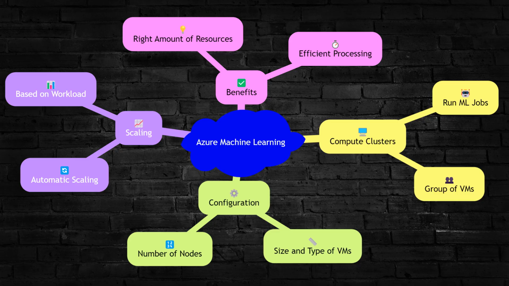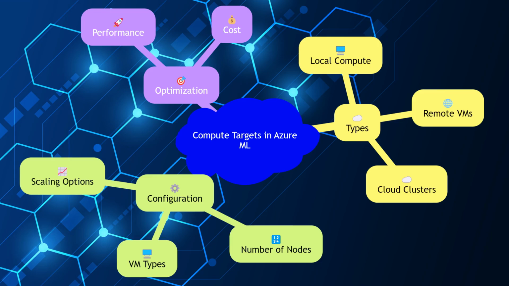In Azure Machine Learning, you can create and manage compute clusters to run your machine learning jobs. A compute cluster is a group of virtual machines that work together to perform parallel processing. You can specify the size and type of virtual machines, as well as the number of nodes in the cluster. Azure Machine Learning automatically scales the cluster based on the workload, ensuring that you have the right amount of compute resources at all times.